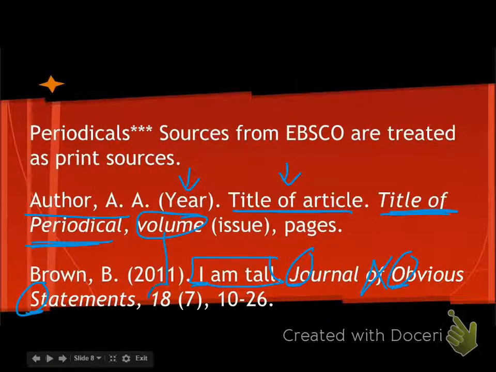Include the volume number and include the issue number. Volume number is italicized, issue number is not, and it's in parentheses. Follow that with a comma and the page numbers where you can find the article if you had the journal in front of you. Oddly enough, you do not need to include pp. or p. unless you're talking about a newspaper. And so, like I always like to say, only pp. in newspapers. Not on magazines.